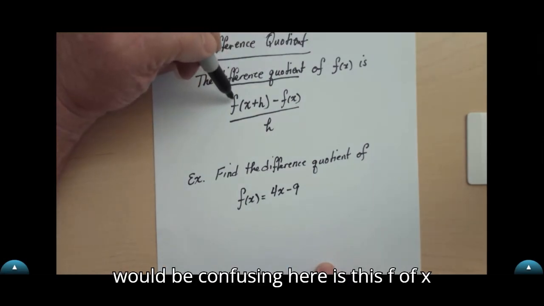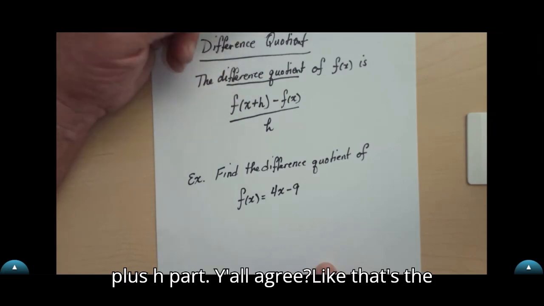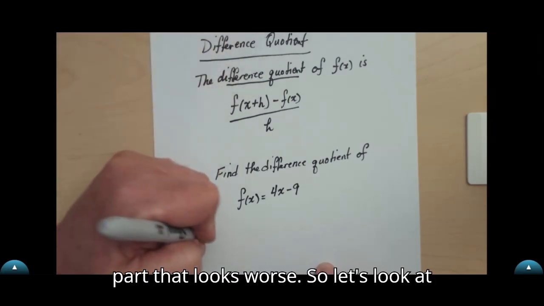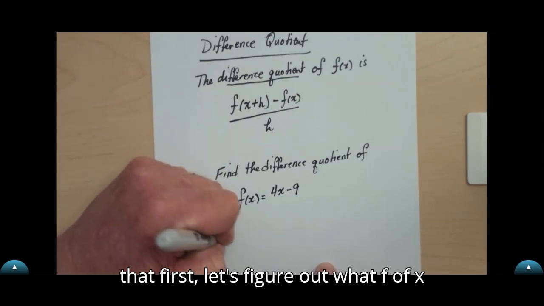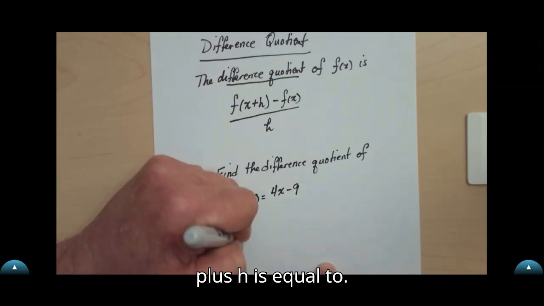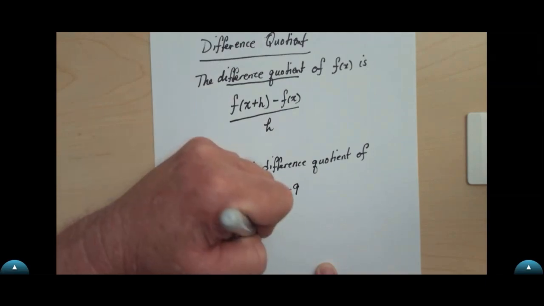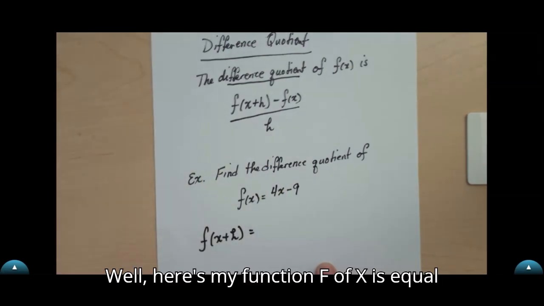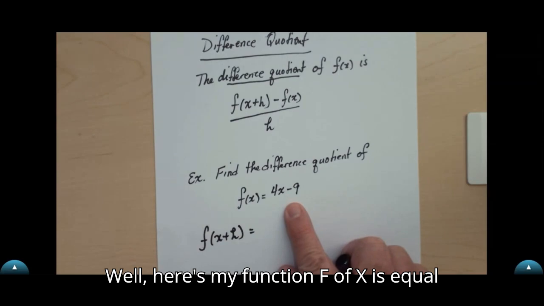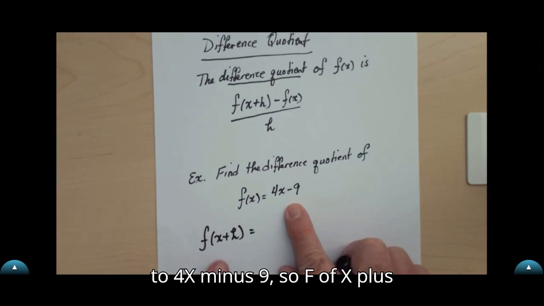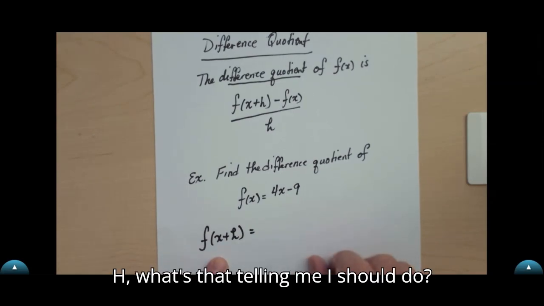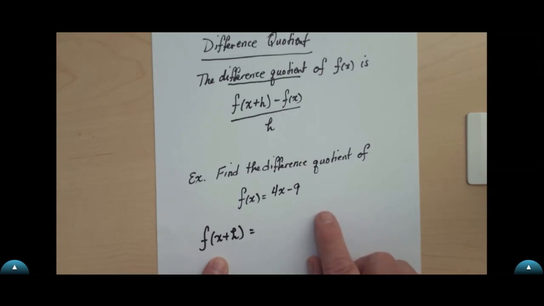Probably what would be confusing here is this f of x plus h part. Y'all agree? That's the part that looks worst. So let's look at that first. Let's figure out what f of x plus h is equal to. Well, here's my function f of x. It's equal to 4x minus 9. So f of x plus h, what's that telling me I should do?